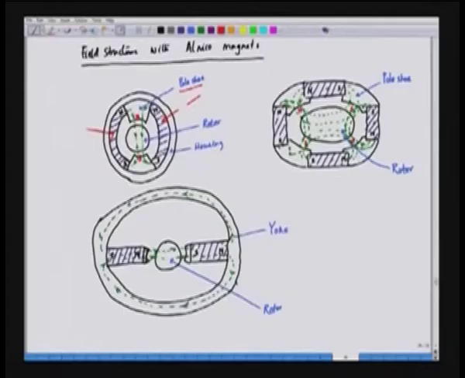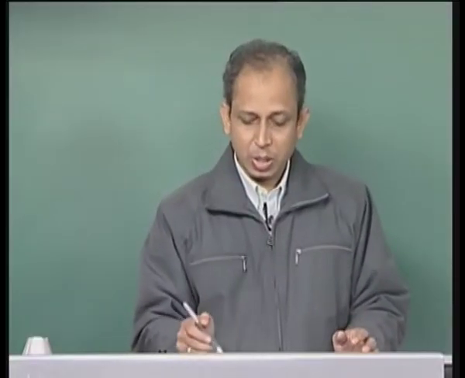Now, we can see another configuration, where we have magnets arranged like this, and this is the north pole and this is the south pole structure. We have the yoke, the pole shoe, and this is the rotor core, and this is a two pole structure. Similarly, we can also think of a 4 pole structure corresponding to this, where we have 4 thin and long magnets.